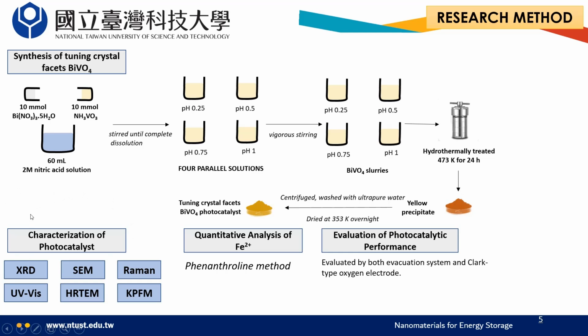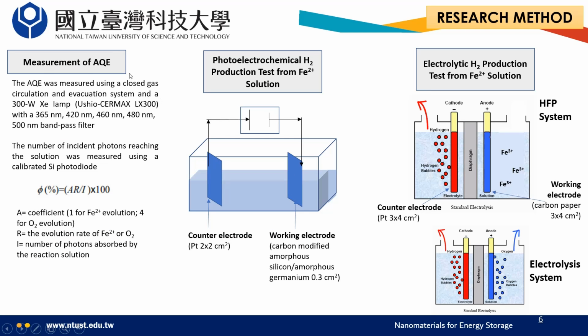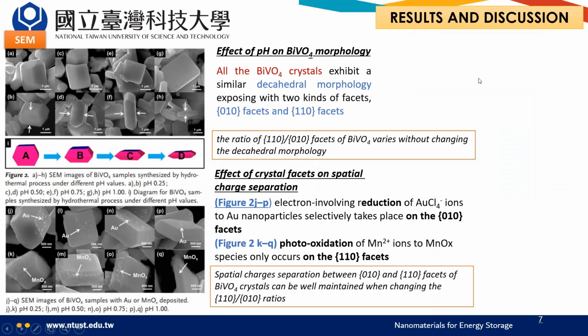The authors also used characterization by DRS UV-vis, SEM, HR-TEM, Raman, and KPFM, and used the phenanthroline method to analyze Fe2+, and evaluated photocatalytic performance using both an evacuation system and a Clark-type oxygen electrode. This is the measurement of AQE using these equations, and the authors also used the produced Fe2+ solution to test its photoelectrochemical hydrogen production and electrolytic hydrogen production.